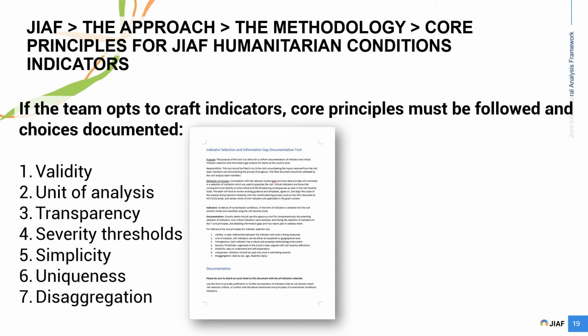The last core principle is disaggregation. The indicator must be collectible by sex, age, category, disability status as much as feasible. All the changes in indicators must be documented and communicated to the Global Cluster IMO for learning and further improvement purposes using the templates that are provided in the guidance. I'll also put them at the end of this presentation. You have a screenshot here.